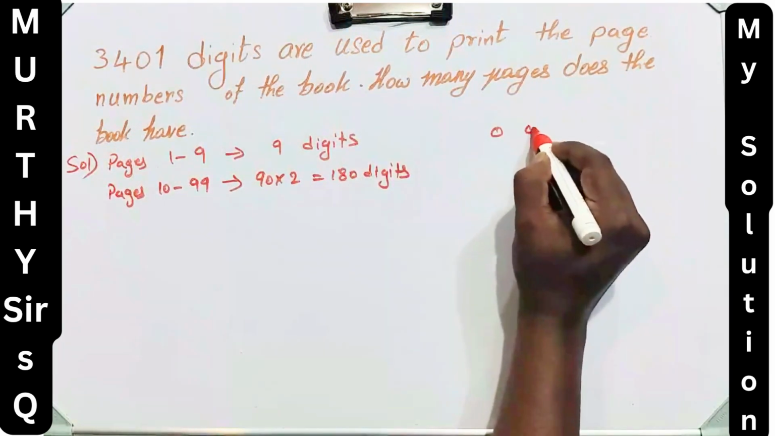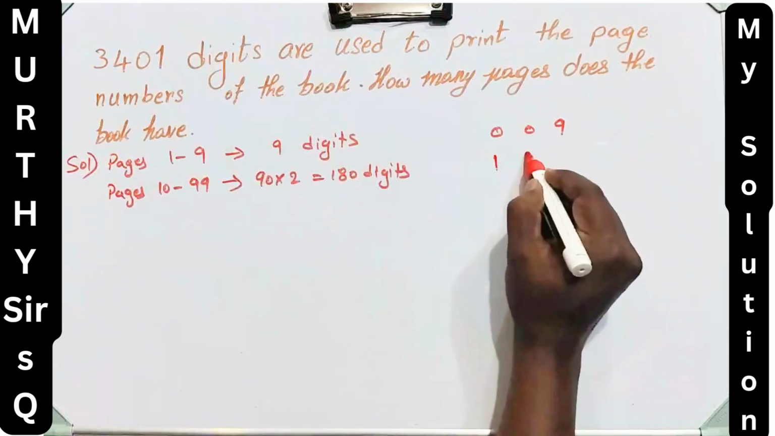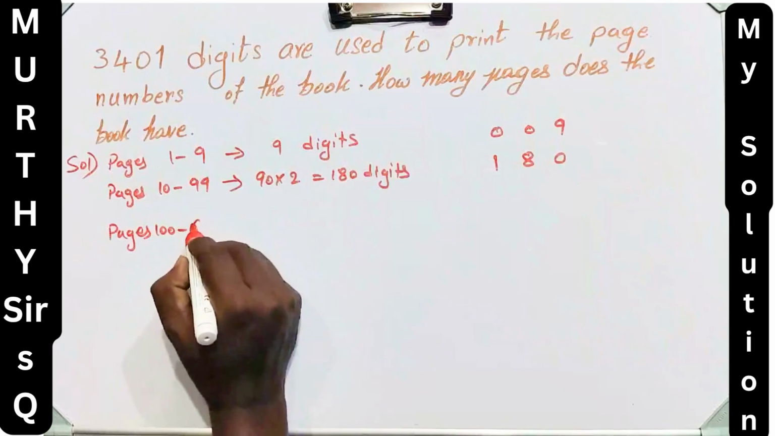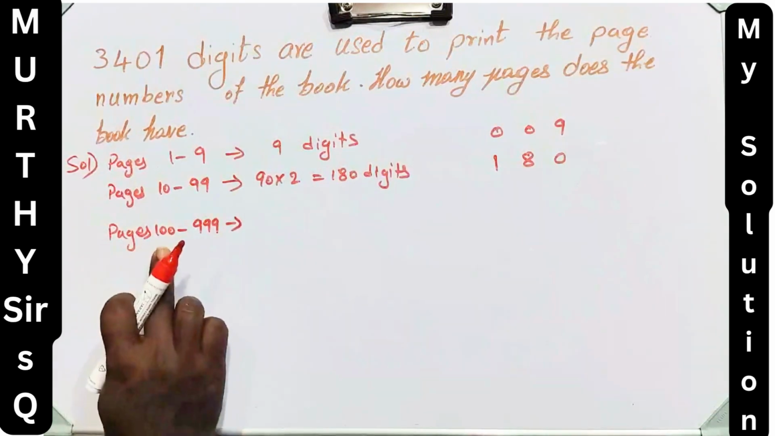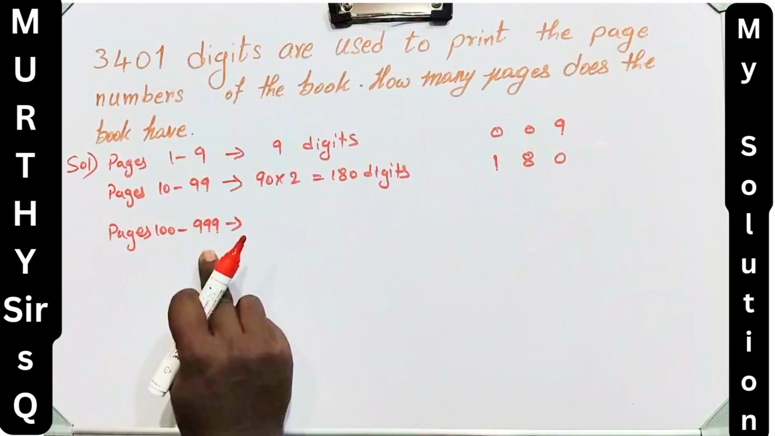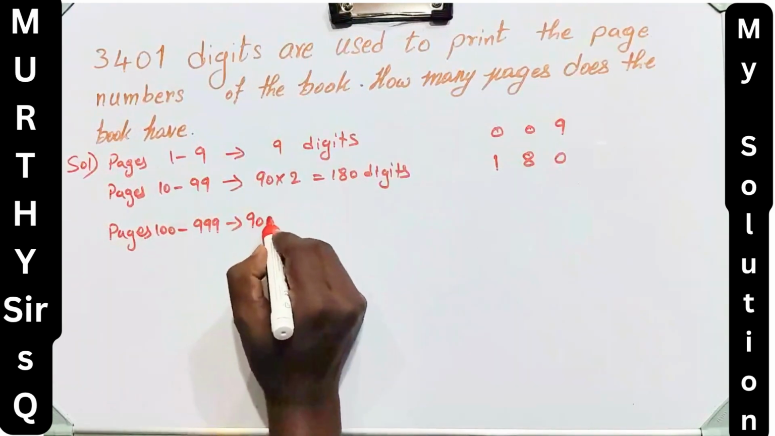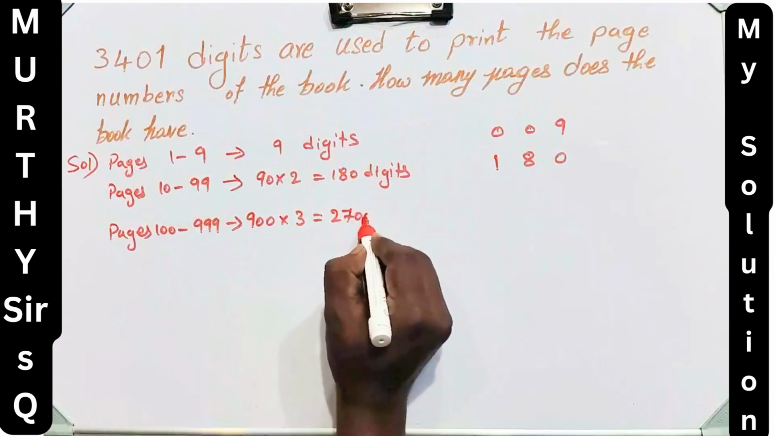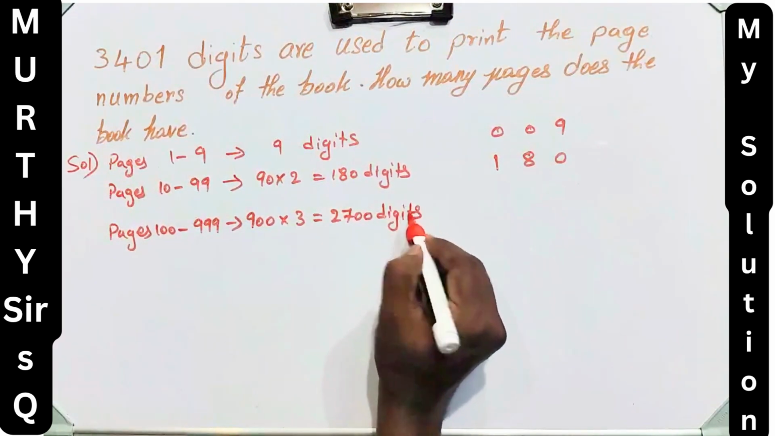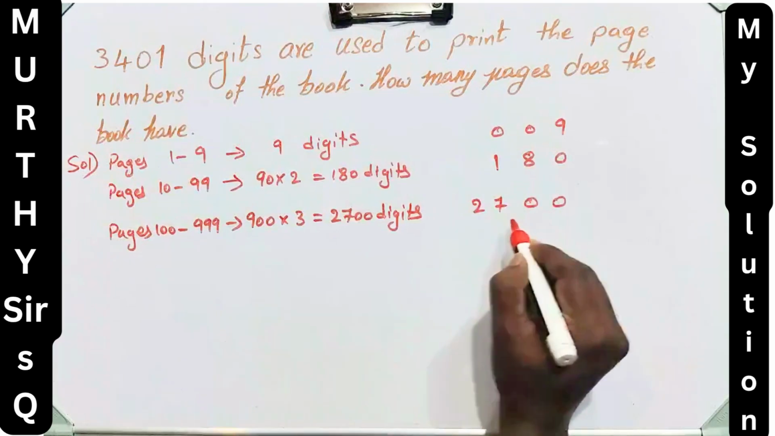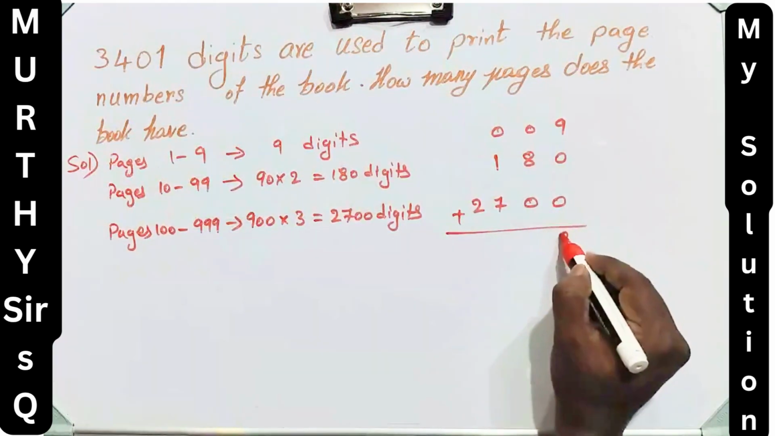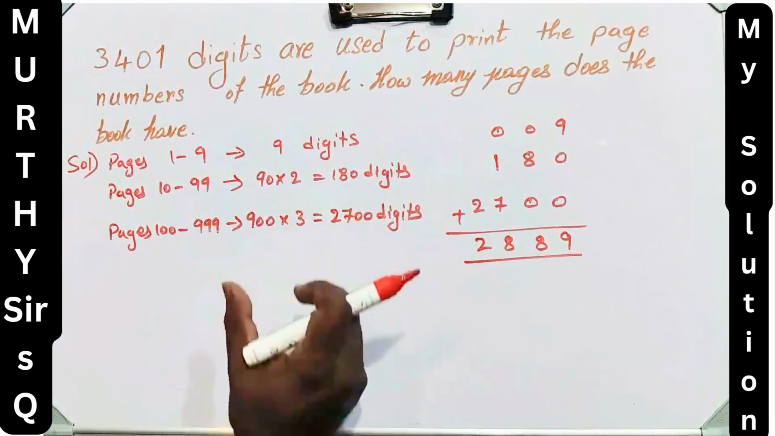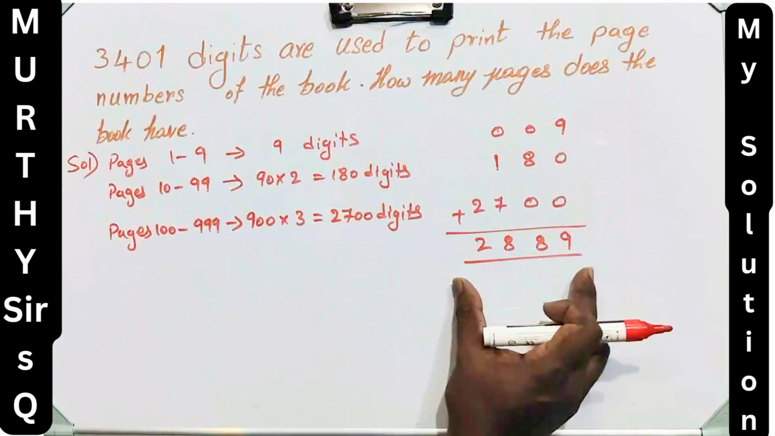So we will add here 9 and 180. So from pages 100 to 999, each page will have 3 digits. So how many pages will we have? We'll have 900 pages, so into 3. So 900 into 3 is 2700 digits. So 2700. So we will add all these: 9, 180, 2700. So up to 999 pages, this is the total number of digits.